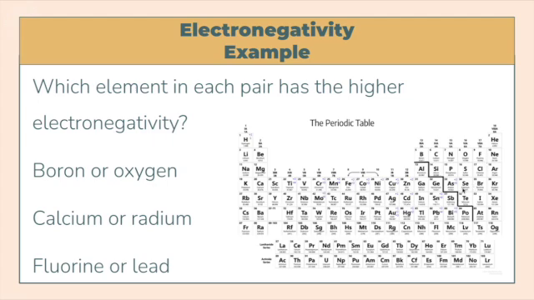Comparing fluorine and lead, we look at the number of electron shells. Lead has way more electron shells than fluorine, so therefore fluorine has a greater Coulombic attraction, which means it's going to have the higher electronegativity.